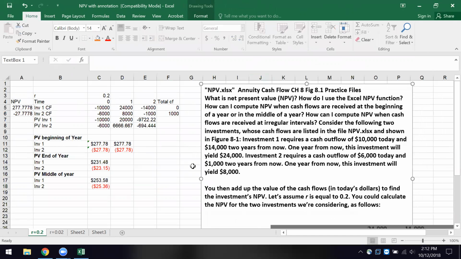Okay. Now I want you to take, because this is right out of the textbook, they ask you, what's the net present value? Okay, how do I use this? I've explained that. How do we use the NPV function? We've covered that. It says, how can I compute NPV when cash flows are received at the beginning of a year or in the middle of a year or even at the end of a year? Okay.